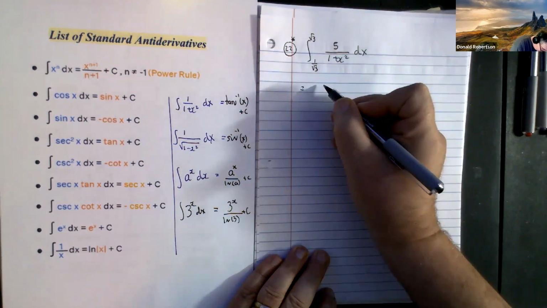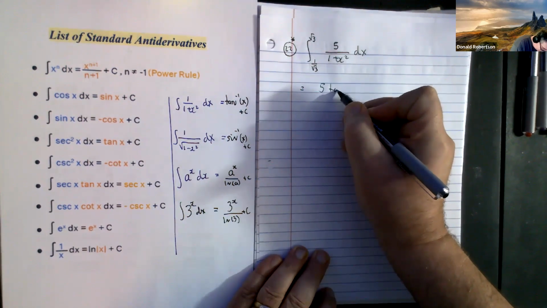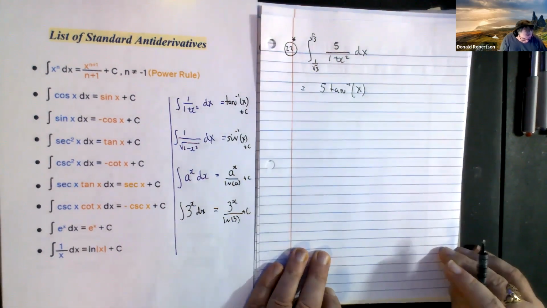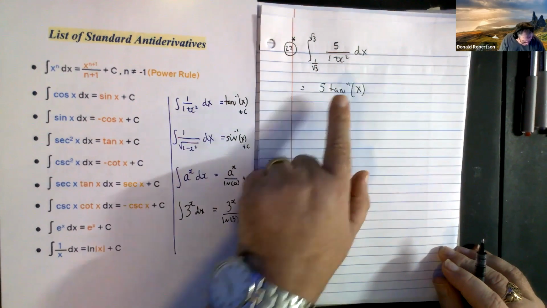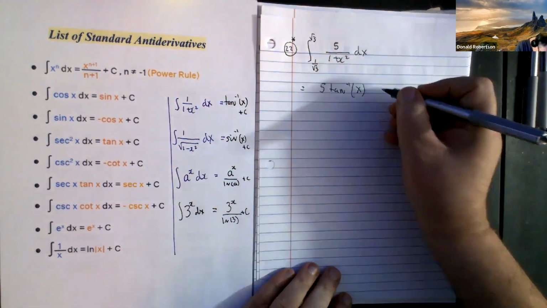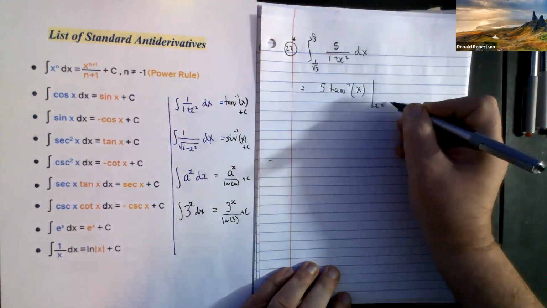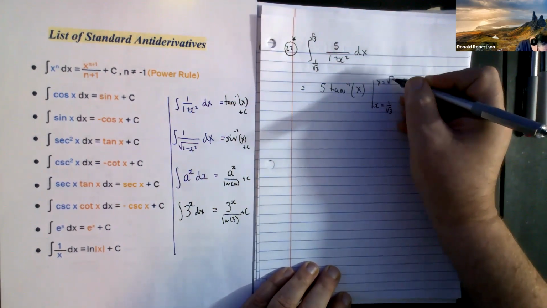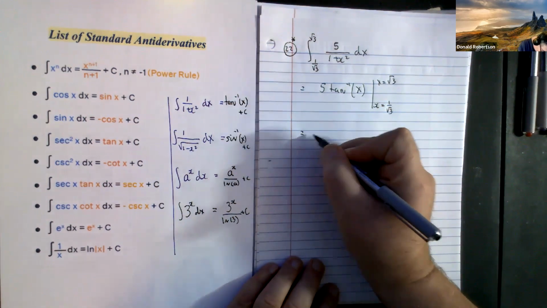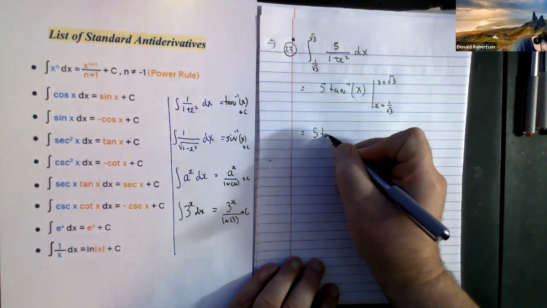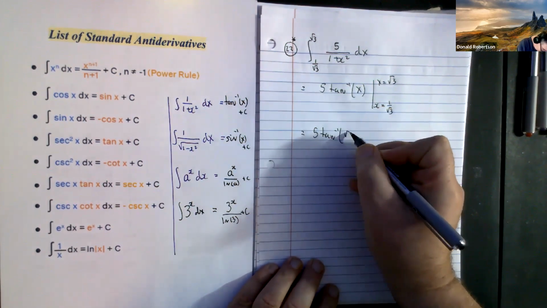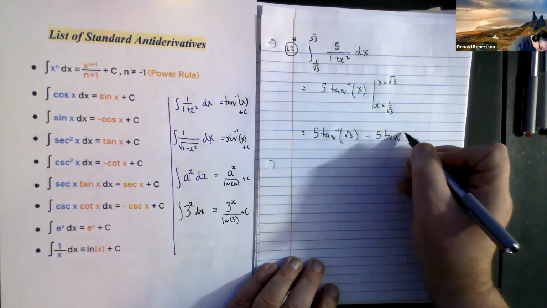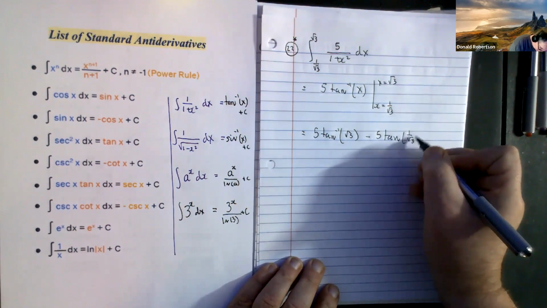5 over 1 plus x squared is 5 times the inverse tan of x. Right? 1 over it gets you an inverse, 5 over it gets you 5 inverse. We're then going to evaluate it at 1 over root 3 and root 3. And so as a calculation, that's going to be 5 times the inverse tan of square root of 3, take away 5 times the inverse tan of 1 over root 3.